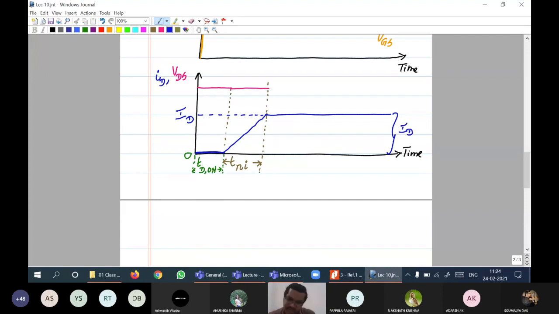However, you should understand that only after the drain source voltage falls to the steady state value, VDS on, the MOSFET will be completely on. Therefore, you have two fall intervals: TFV1, voltage fall interval 1, during which the MOSFET moves from cutoff to active. Second time interval, TFV2, during which the MOSFET moves from active to ohmic region.